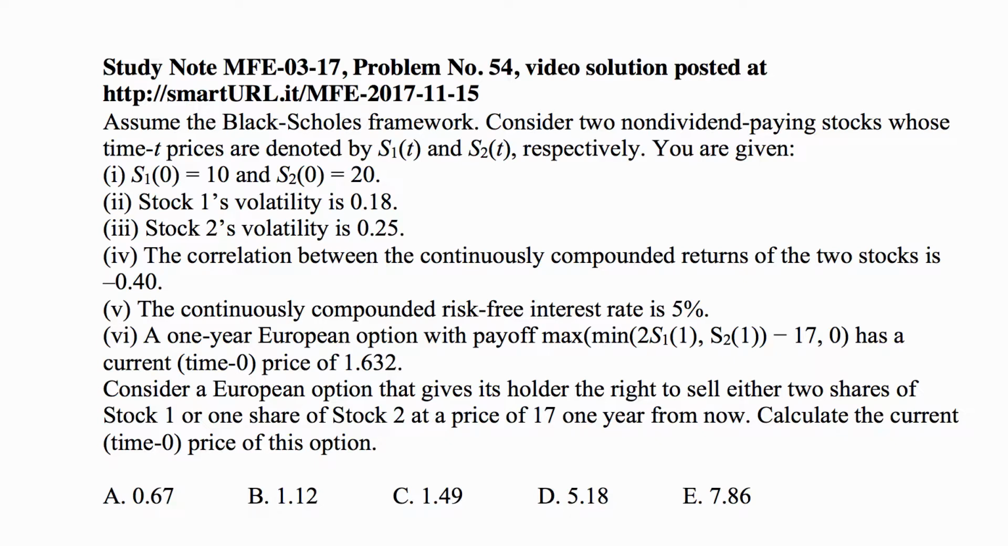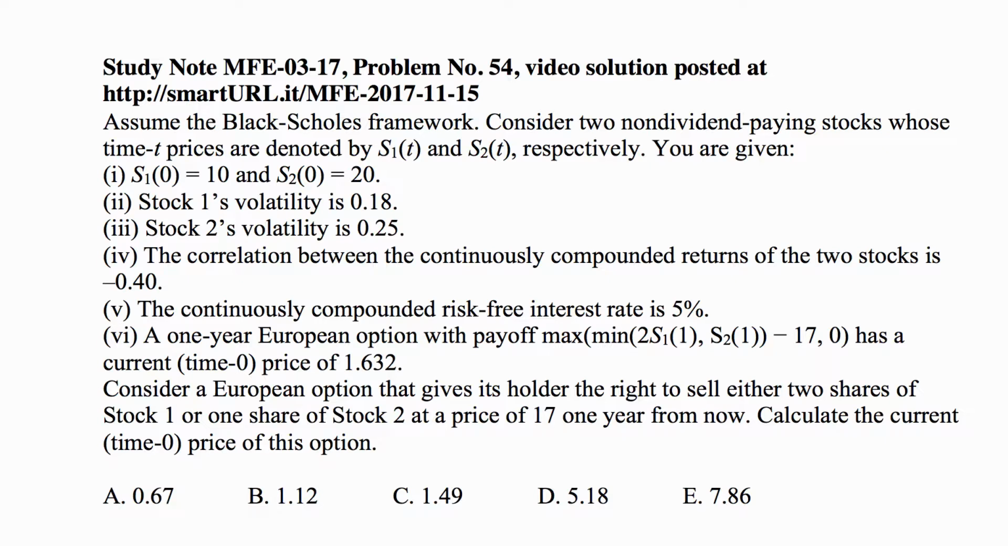Stock 1's volatility is 0.18. Stock 2's volatility is 0.25. The correlation between the continuously compounded returns of the two stocks is negative 0.40. The continuously compounded risk-free interest rate is 5%. A one-year European option with payoff equal to the maximum of the minimum of 2S1 of 1 and S2 of 1 and minus 17 and 0 has a current time 0 price of 1.632.